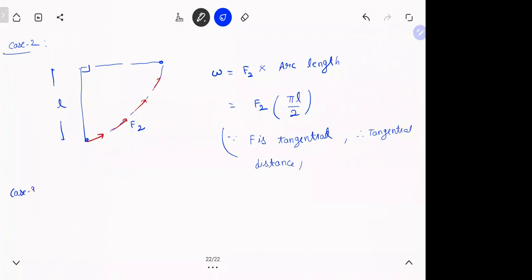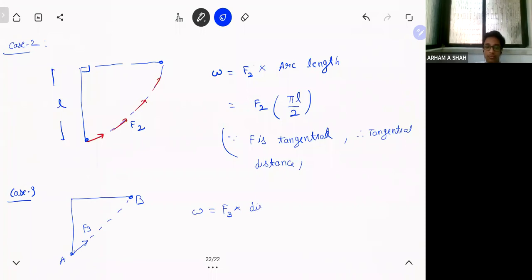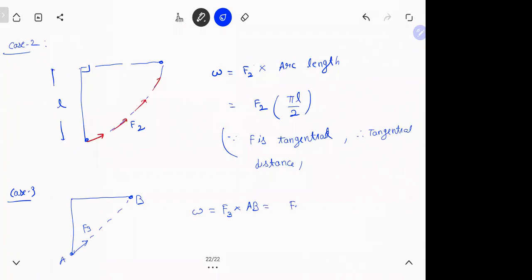Case 3, you're always looking at this guy, A to B. So what is the work done by F3? F3 into displacement AB, na? If you're looking from A to B always, then it is F3 into AB. That is F3 into root 12.